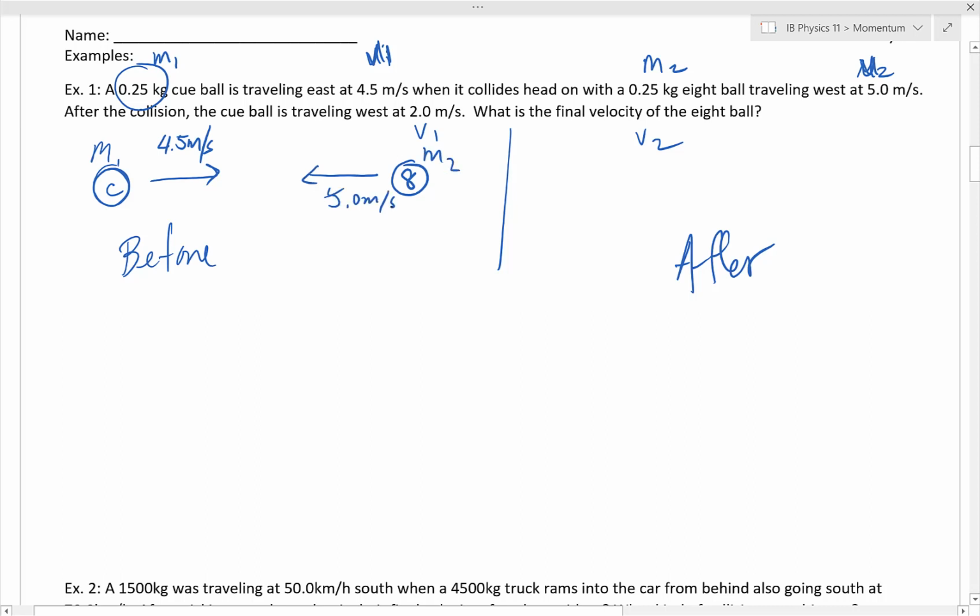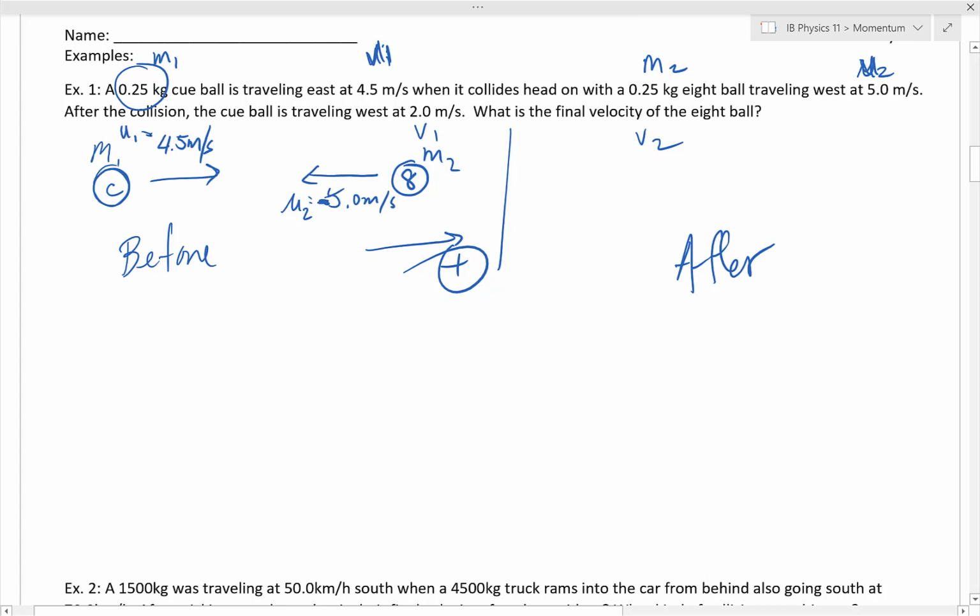So here I have the before picture. The cue ball is traveling 4.5 meters per second to the east, and I'm going to label the east as my positive direction. So then if my mass 2, which is the 8 ball, is traveling west, this is going to be a negative velocity. So I'm going to write the U2 for the initial velocity of the second ball is negative 5 meters per second. Okay, so a negative sign right there.